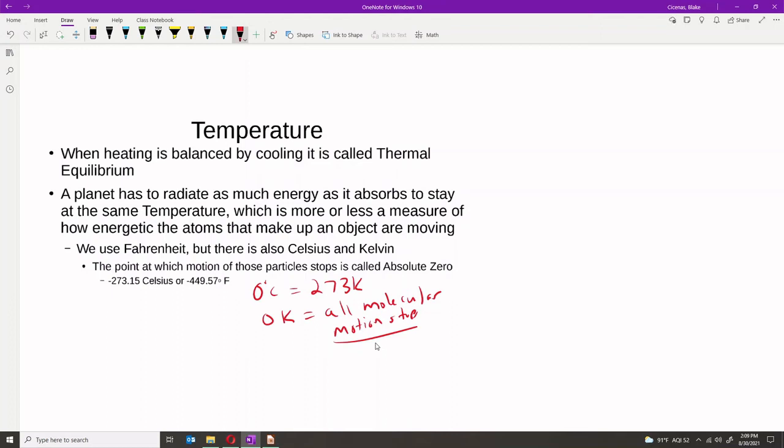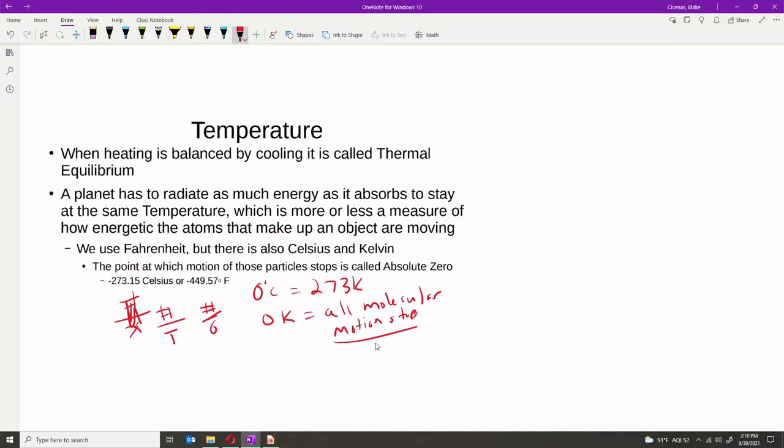Basically, it's like an equation where you have a variable, not x, we should use T, and if T is equal to 0, then you have a number over 0, and you remember from math, it's undefined. You can't get there. Mathematically, you can't. Physically, you can't. But they can get pretty close, and if you get close to it, molecular motion is so incredibly slow that you can do some cool things with it. And what is that point? Well, it's negative 273.15 Celsius, or around negative 449.57 Fahrenheit.